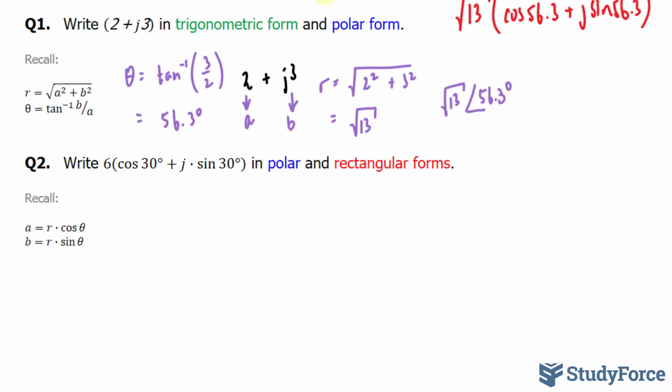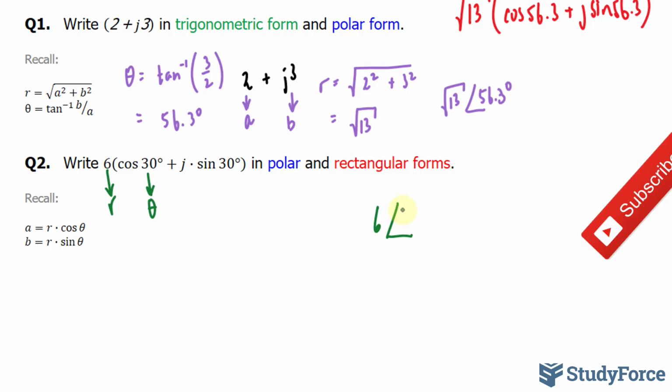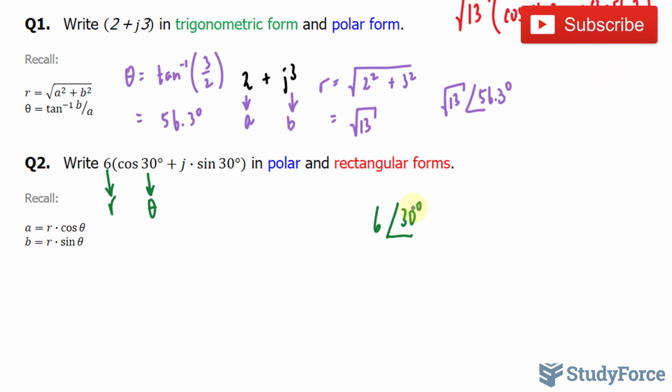In question 2, we're asked, write 6 times cosine 30 degrees plus j times sine 30 degrees in polar and rectangular form. This currently is in trigonometric form, and to go from trigonometric to polar form is very easy. You have to find your r value and your theta and write them down like this. 6 at an angle of 30 degrees. That's it. But to go from polar or trigonometric form to rectangular form, you need to use these two formulas.